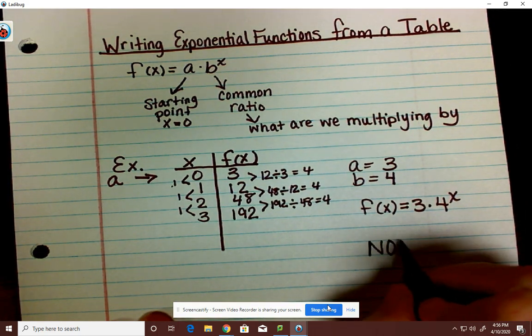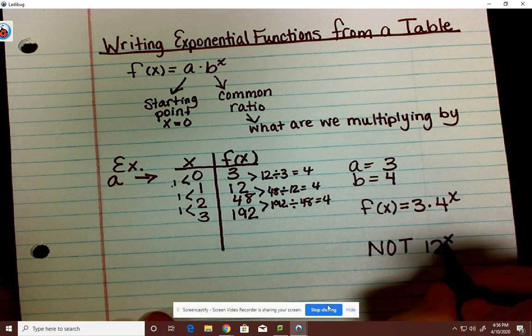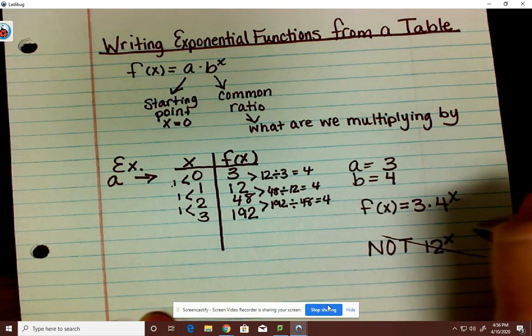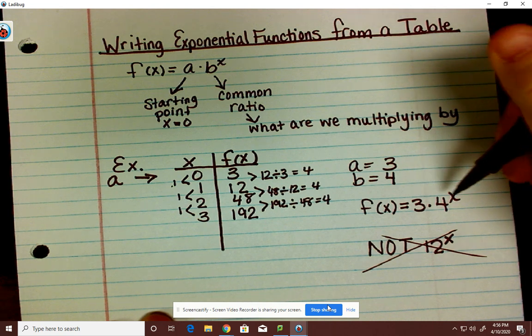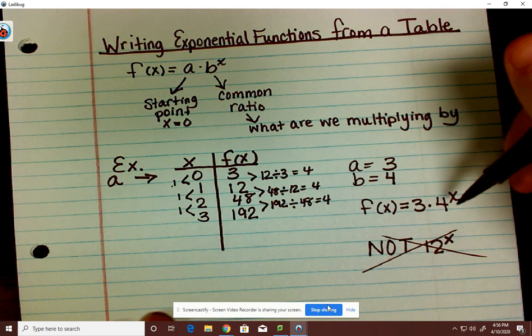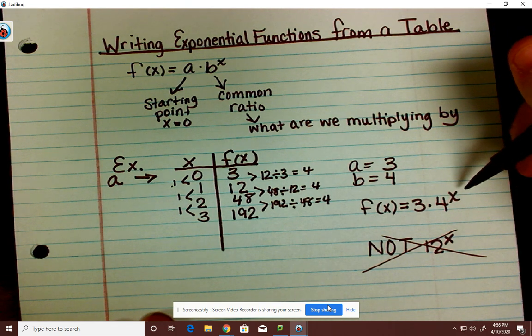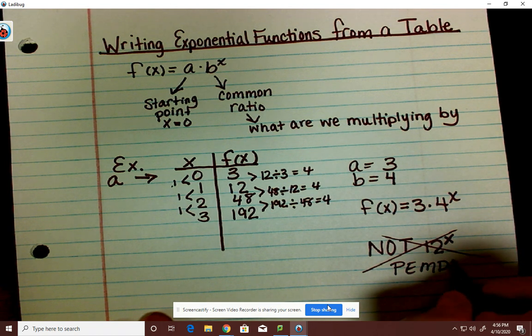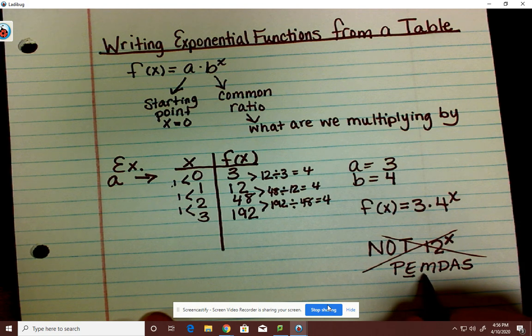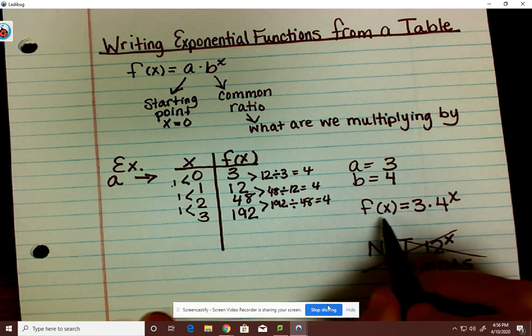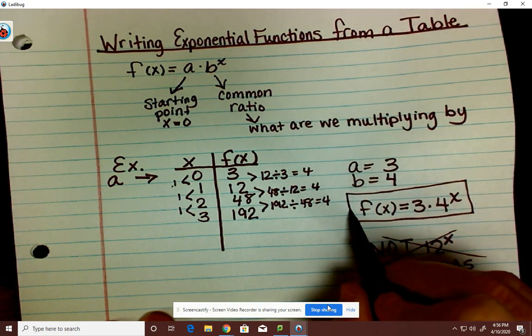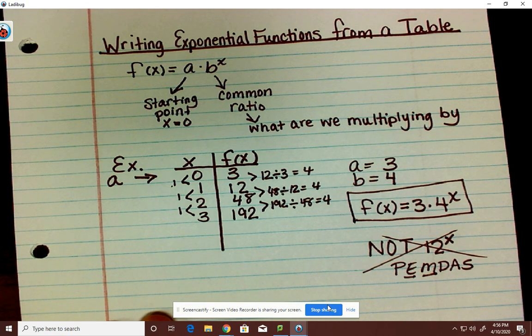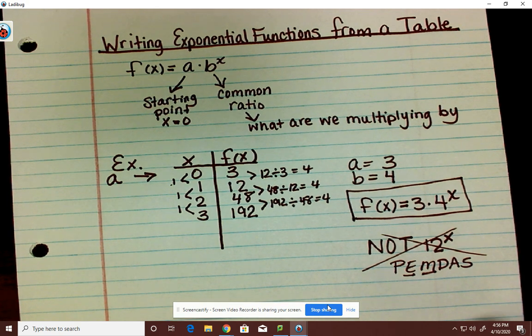It is not 12 to the x. This is wrong. You cannot multiply the 3 and the 4 together because the 4 is being raised to an exponent. Go back to PEMDAS. We do exponents before we do multiplication. So this is how we leave the answer to that. So let's look at another one.